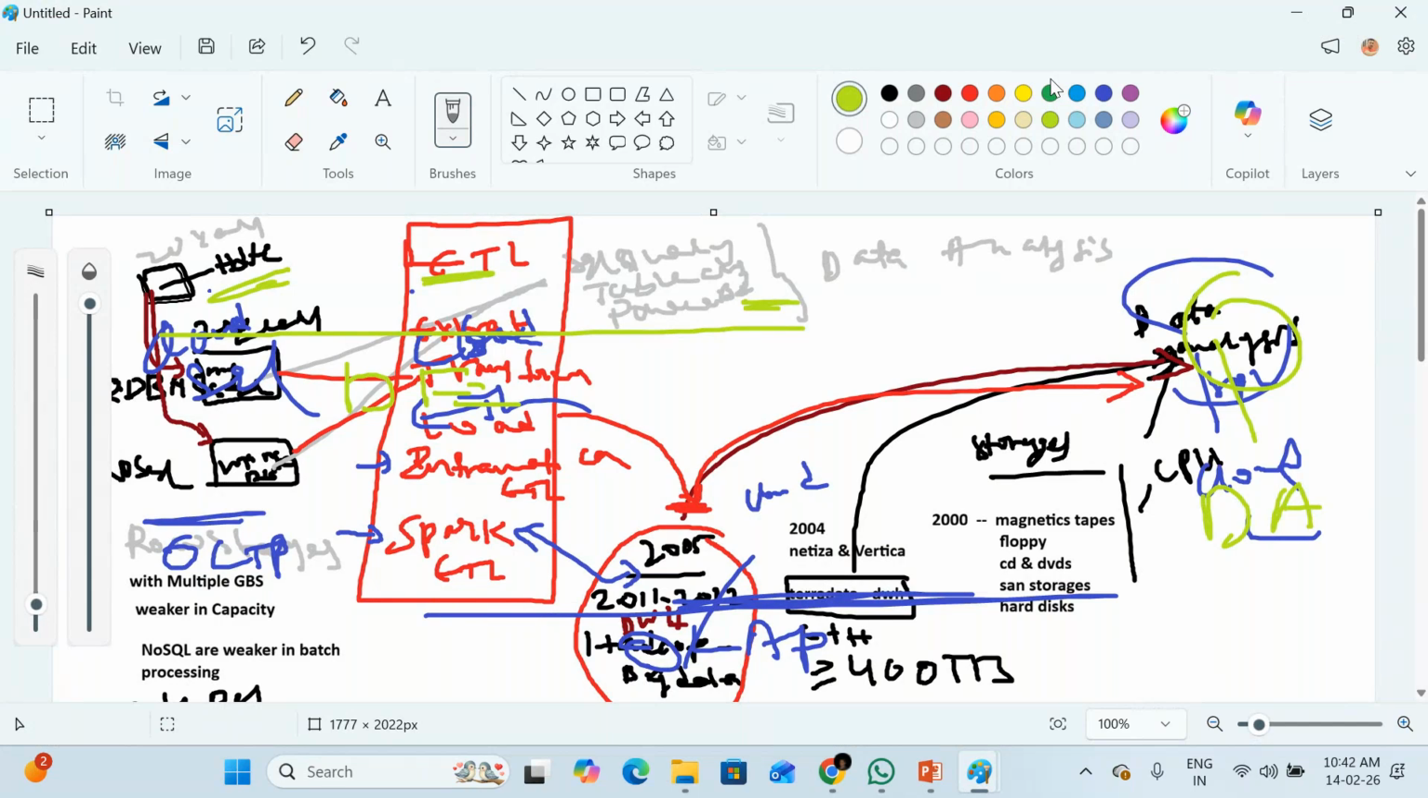If anybody asks about ETL, yes, we are doing that. Before storing the data, we are cleaning the data, we are deleting unwanted data, we are masking the data, we are filtering the data. That all comes under ETL. Understand?